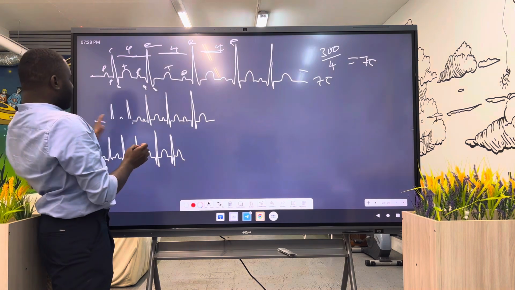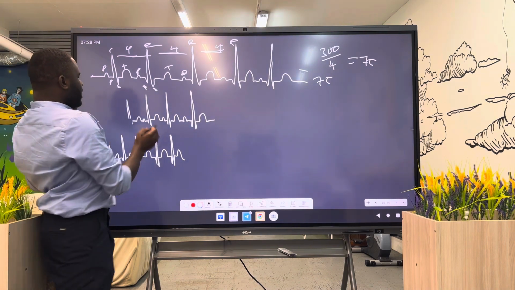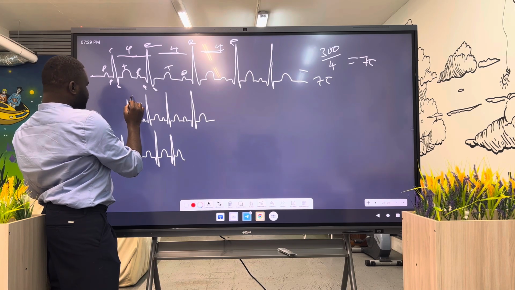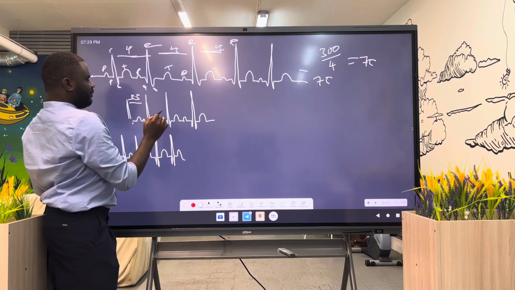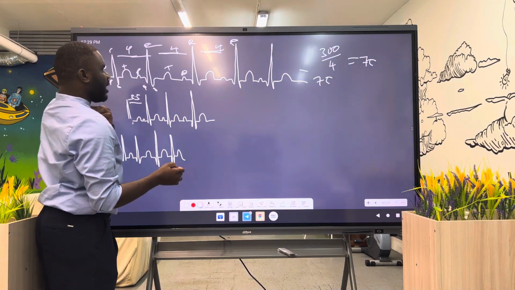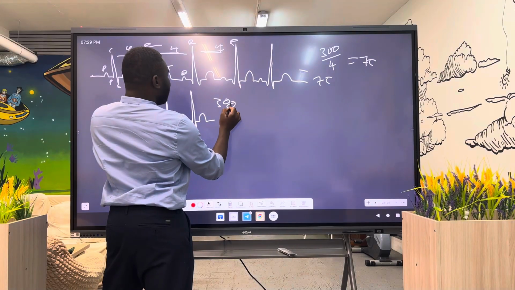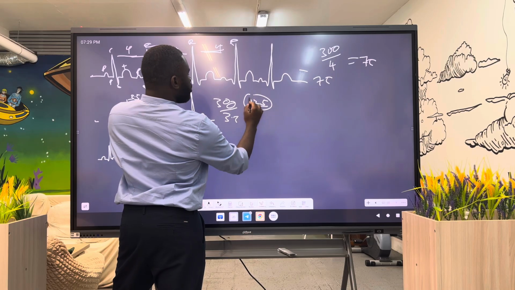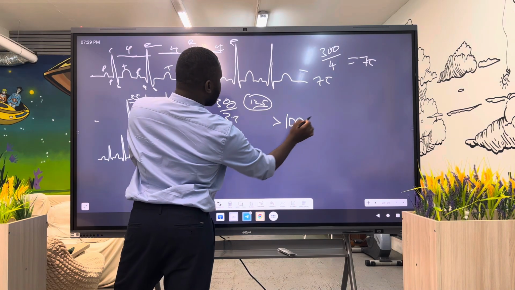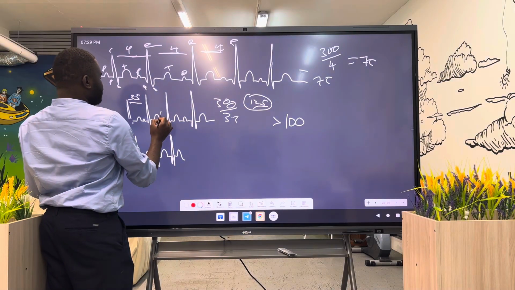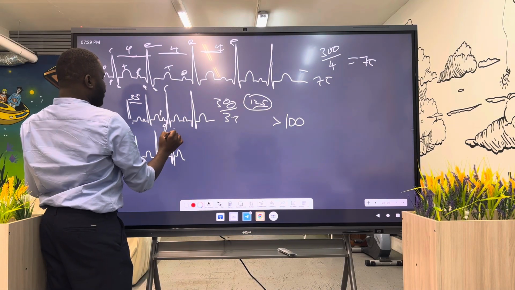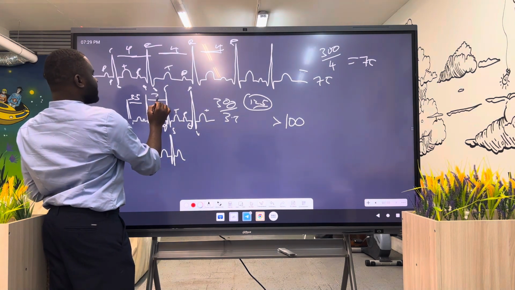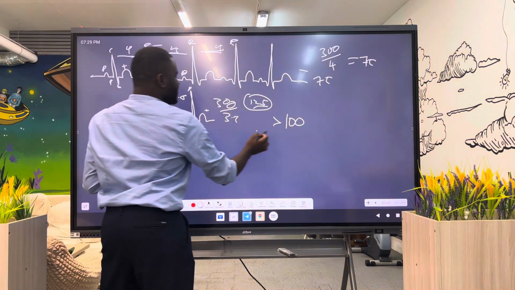So let's say we have another image here. Part of this image has been wiped by me. And then maybe the distance between here is like 3.5. So we have a distance of 3.5. 300 over 3.5 is around 125. I might be wrong, but I don't know. So 125 is greater than 100. So this is known as what? Sinus tachycardia. Because we have P, Q, R, S, and then T, and the distance is 3.5, 3.5, 3.5. So this is known as sinus tachycardia.